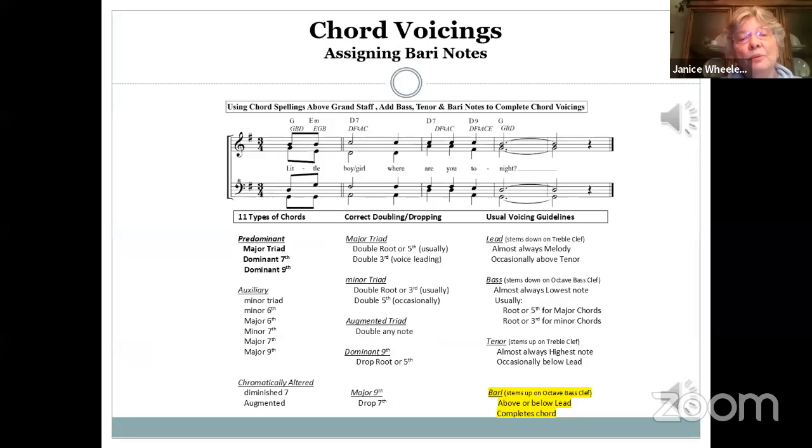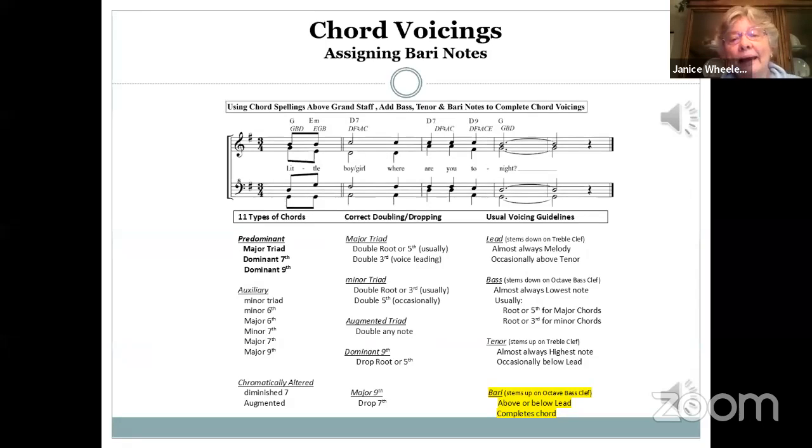So we'd have two parts in the same note. So we generally don't do that. It's okay sometimes, but it's also stronger to double the third of a minor chord. So we're going to double that G. Then, of course, the note that's missing in the D7 chord is the F sharp. So the baritone will get that F sharp.